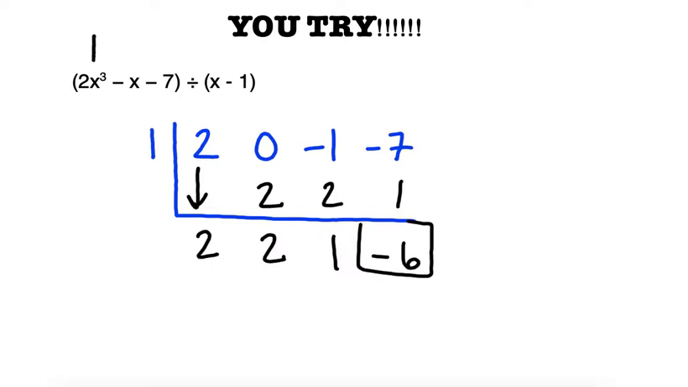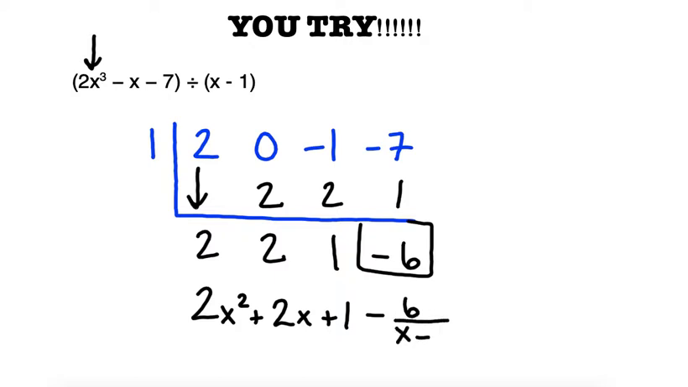Since I started with x to the 3rd, my answer is now going to be x to the 2nd. So 2x to the 2nd plus 2x plus 1 minus 6 over x minus 1. Did you get it right? If so, you kind of understand now how to do synthetic division.